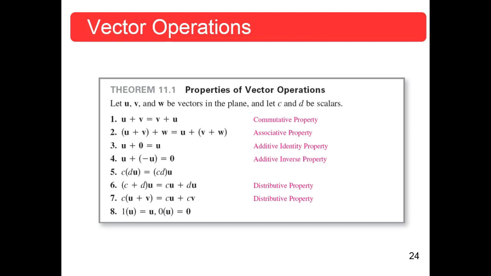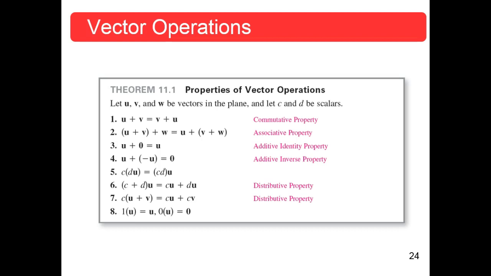This next one is a type of the distributive property. When you have two scalars being added, multiplied times a vector, that's the same as the first scalar times the vector plus the second scalar times the vector. It's sort of a distributive property of scalar multiplication over scalar addition. Whereas number 7 is another kind of distributive property. If you have a scalar multiplied by the sum of two vectors, which is a vector, that'll be the scalar times the first plus the scalar times the second. So that's the distributive property of scalar multiplication over vector addition. So it's slightly different there.